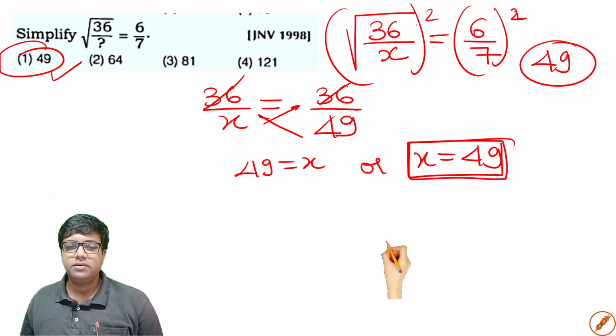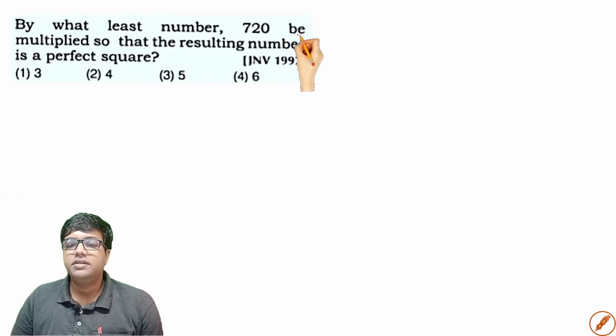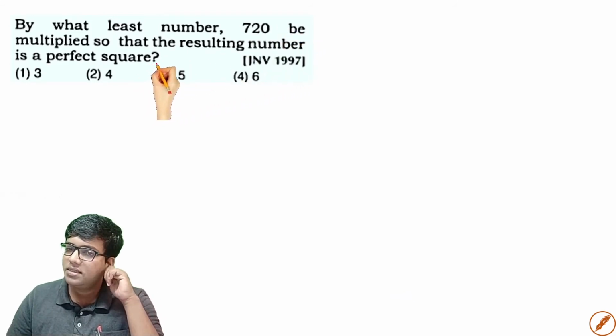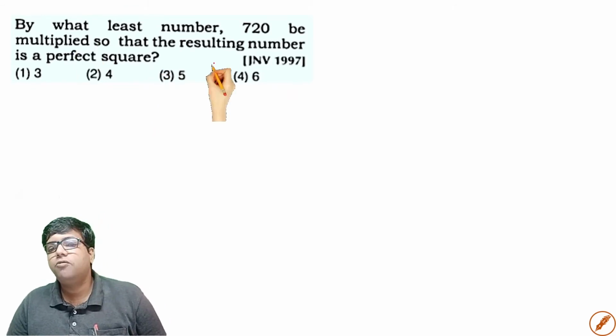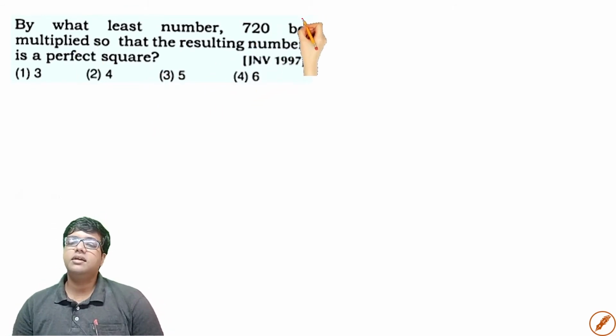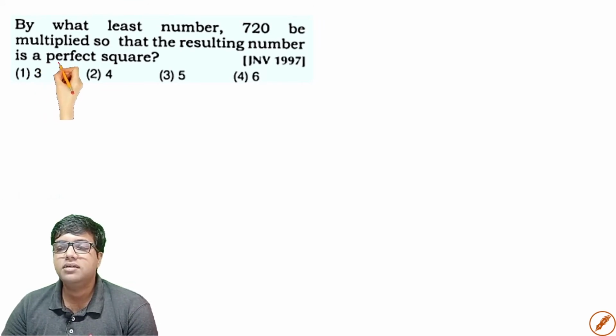Let us move on to our next question. By what least number should 720 be multiplied so that the resulting number is a perfect square?